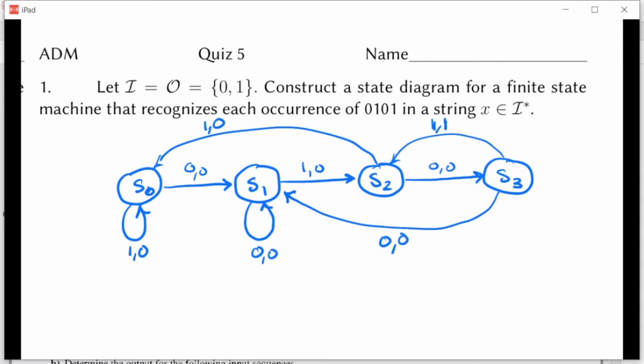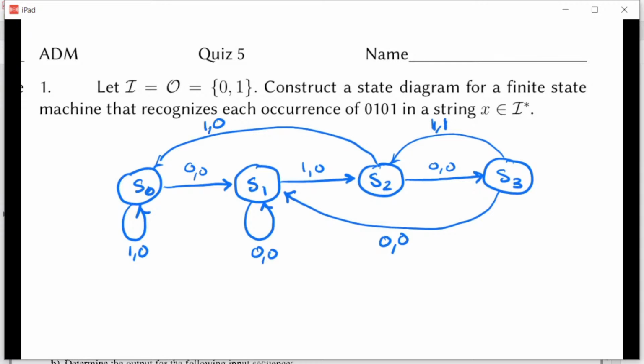We're counting the instances of 0, 1, 0, 1. So let's just think about this for a sec. If you just had that string 0, 1, 0, 1, you'd go here with your 0, then you'd go here with your 1, then here with your 0, and then back here with your 1, and you'd have an output of 1.